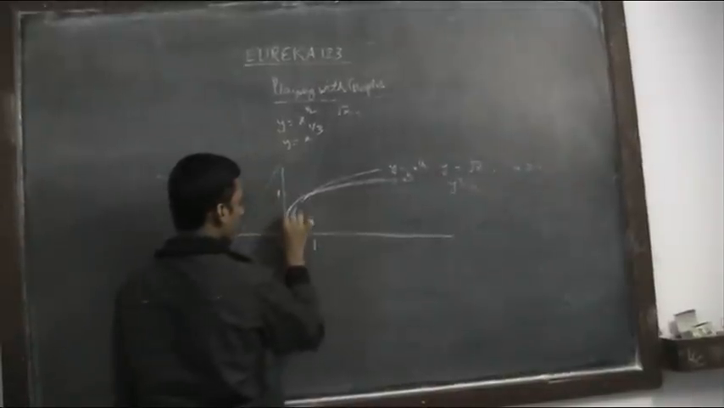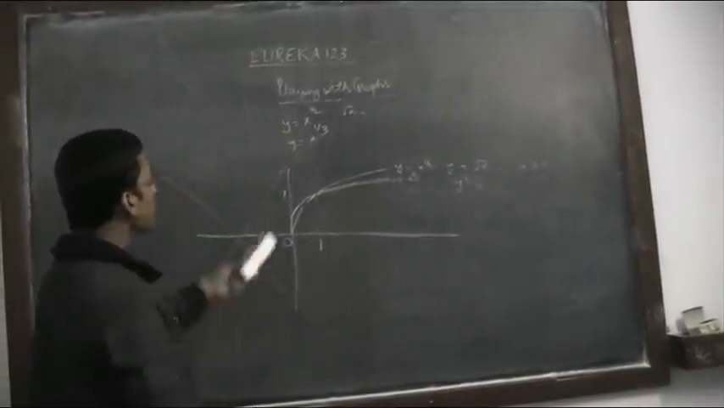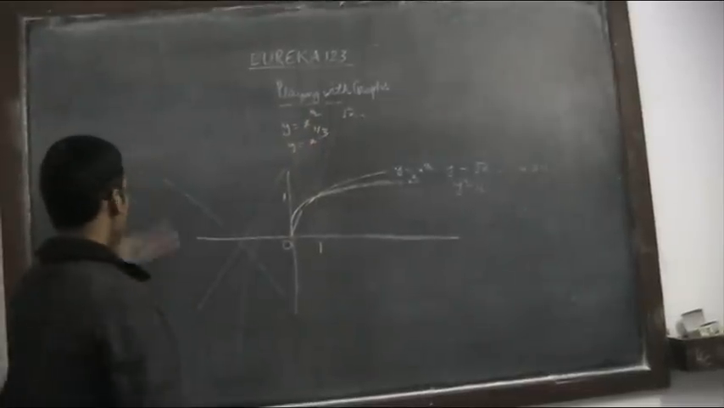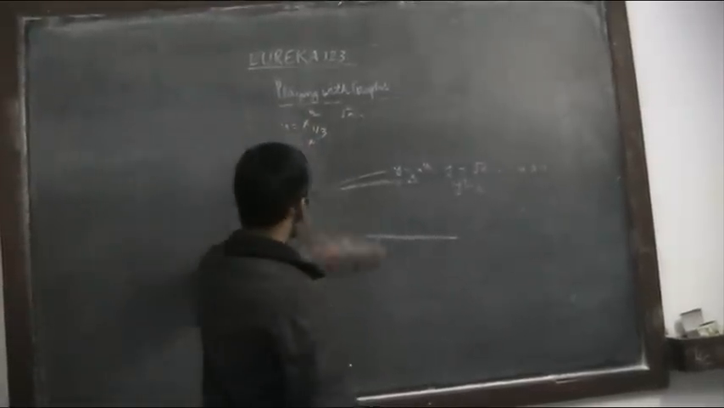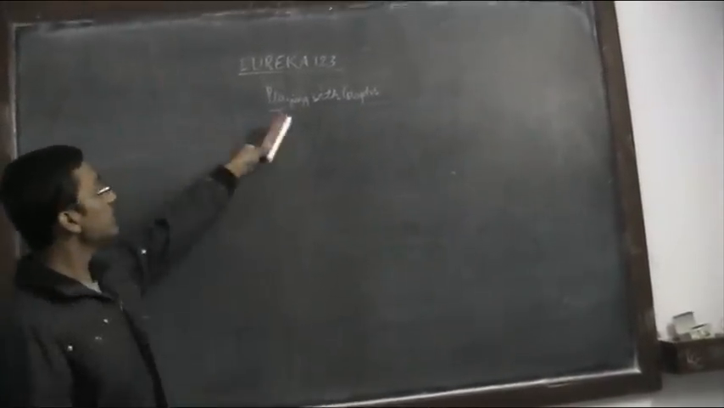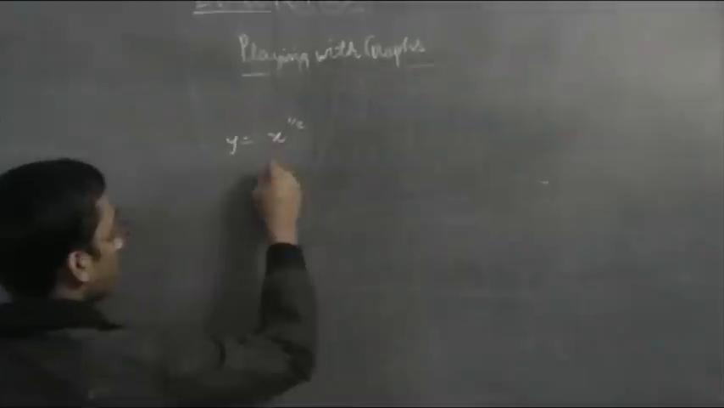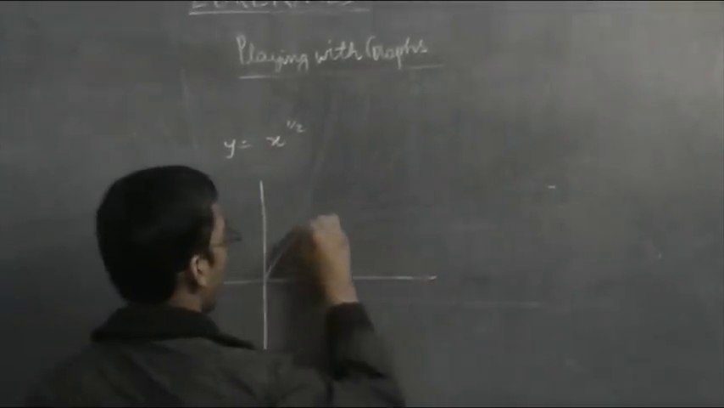X to the power 1 by 5 will be like this, and then this. So this is when the power is not an integer. Now let us look at some other graphs. We can see the shifts in this graph also. Like if we have y equals x to the power half, we get a graph like this.